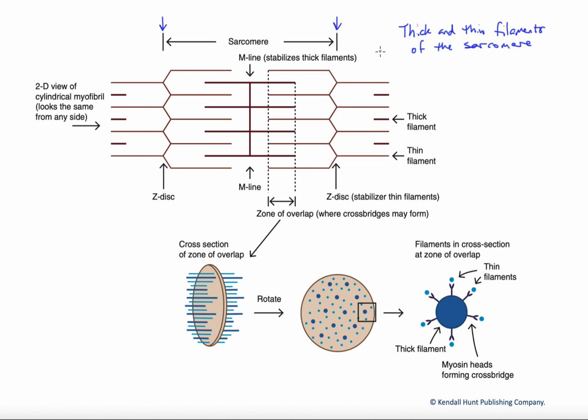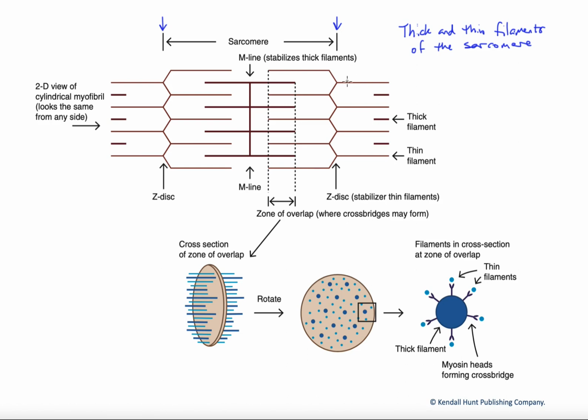Again, these are found end to end to end within the myofibrils, and of course there are multiple myofibrils contained within a skeletal muscle fiber. So there are many, many sarcomeres. In fact, there are literally thousands of sarcomeres per centimeter of muscle fiber. And again, they're also side by side within these myofibrils.